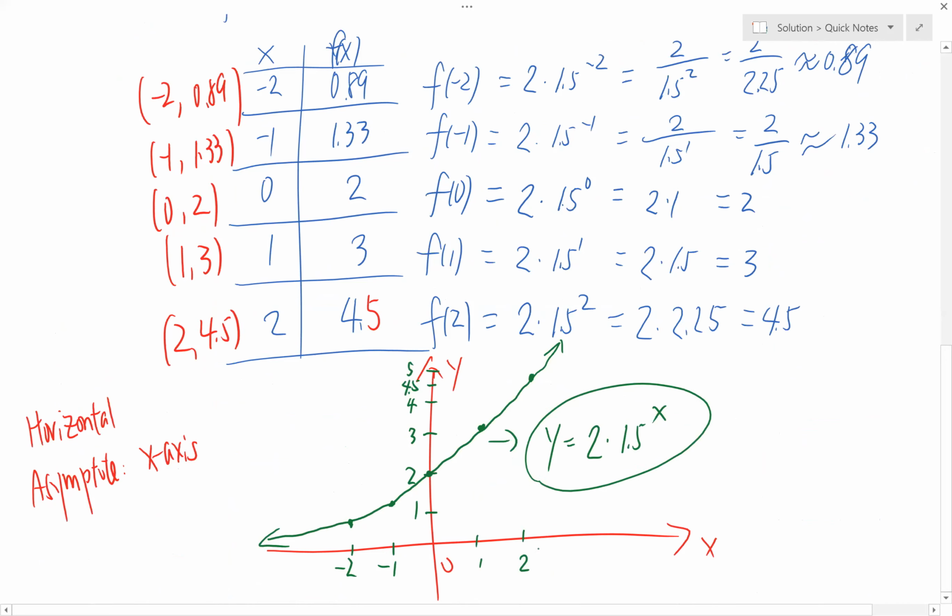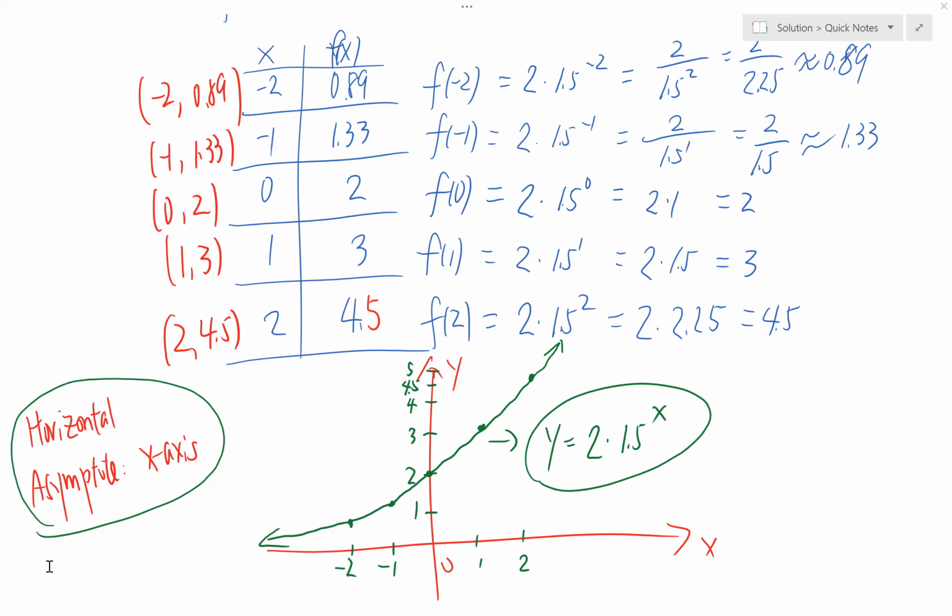And make sure you know this curve doesn't cross the x-axis, because the x-axis is the horizontal asymptote. So any question on the graphing part? All right, let's do question 7.